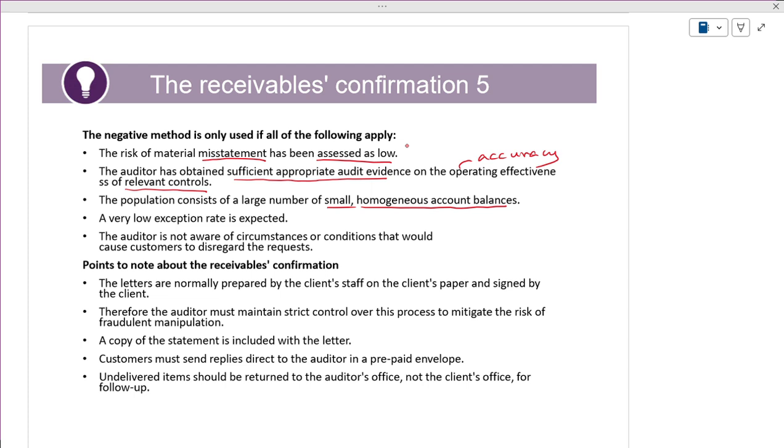Is that account? The first statement and the third statement compare. The material misstatement has been assessed as low, which means there are small parties. The amounts are very small and homogeneous. Now what happens? Definitely people tend to ignore.